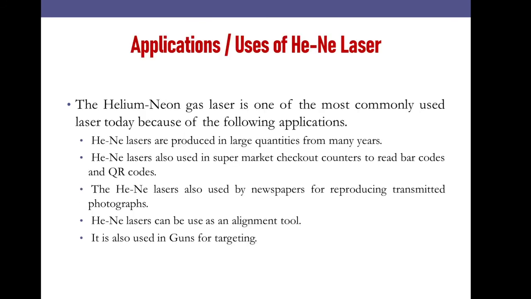And the applications are listed. Some of the applications are: it can be produced in large quantities. These are produced in large quantities for many years, so it is used in supermarkets to read barcodes and QR codes, and it's also used by newspapers for reproducing transmitted photographs. It can be used as an alignment tool. It is also used in guns for targeting.